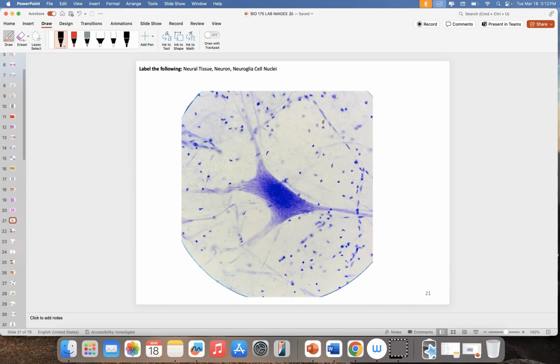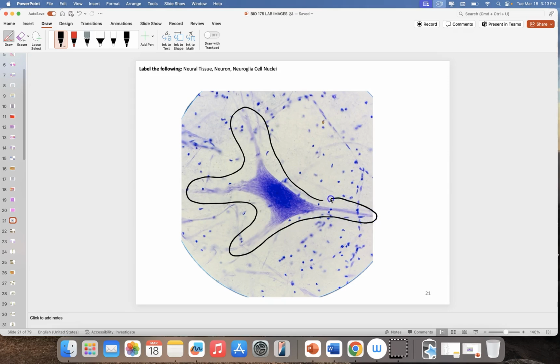Here we have our final tissue type, which is neural tissue. You may also hear it called nervous tissue as well. And I think this is another tissue that is very distinctive. The reason why I think it's so distinctive is because of the neuron cells that we are going to see. And I have one for us here that I took a picture of.